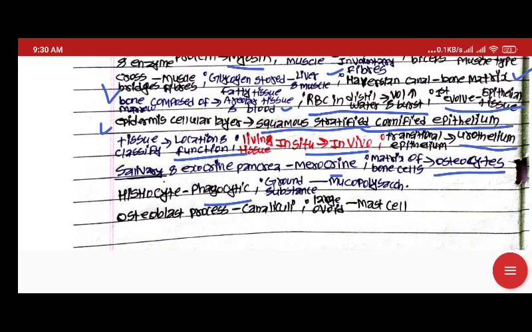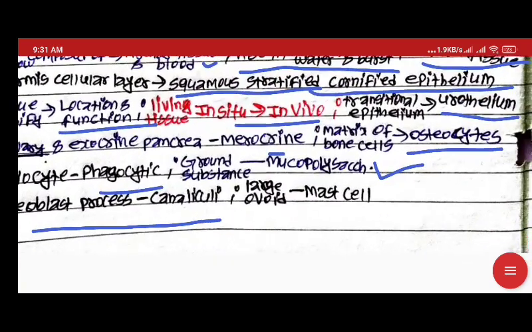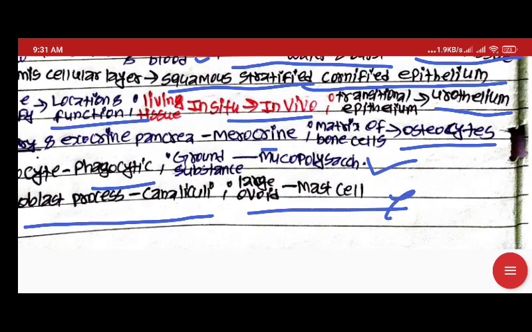Now ground substance is from mucopolysaccharide. This is a type of carbohydrate. We have studied in the chat topic that the basement membrane is made of this mucopolysaccharide. Now the osteoblast process is called canaliculi. So canaliculi is that same, if two Haversian canals and their lamellae join, that is called Volkmann canal. Now that canal joining is called what? Canaliculi. Now large ovoid is mast cell. Mast cell has different shapes, so large ovoid is called mast cell.